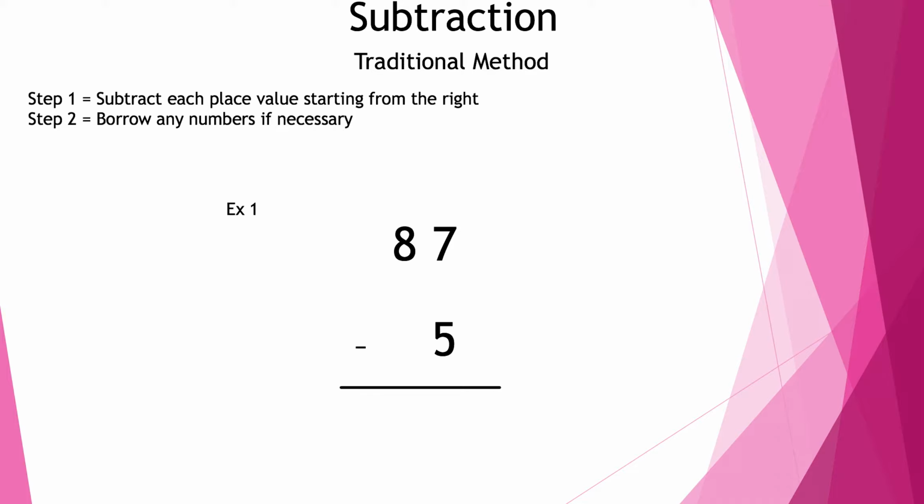So this is the first example, and we have 87 minus 5. We don't have to borrow, so 7 minus 5 is 2. We can bring down the 8 to get 82 as your final answer.